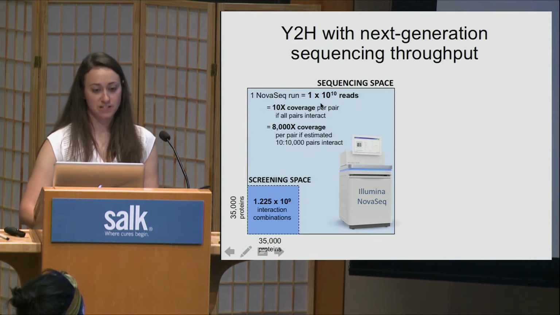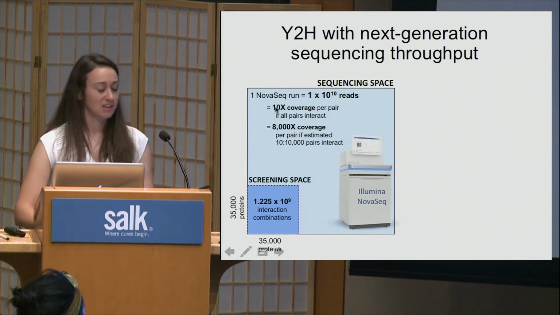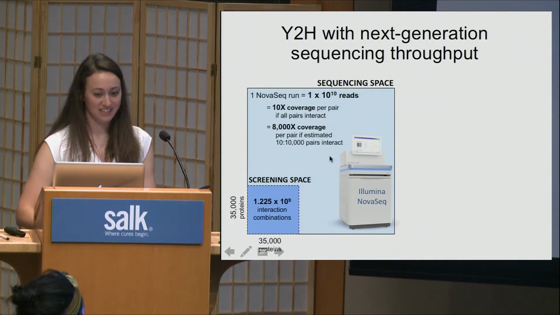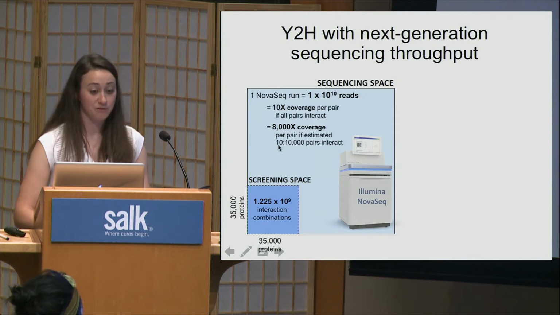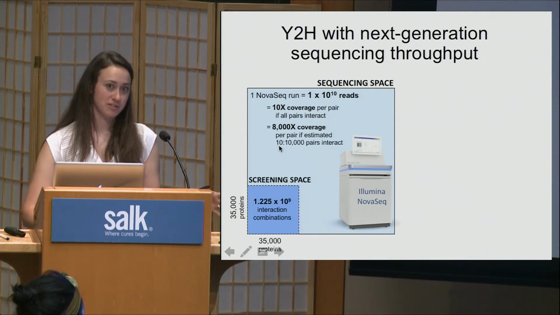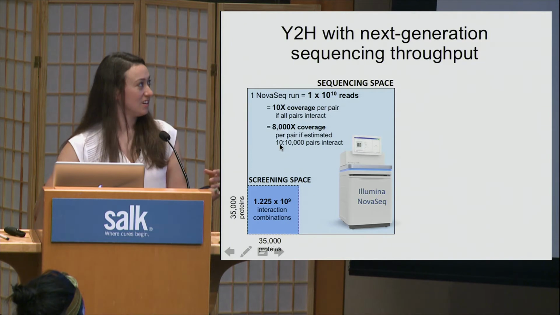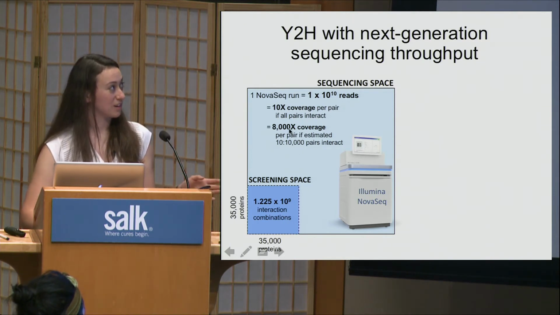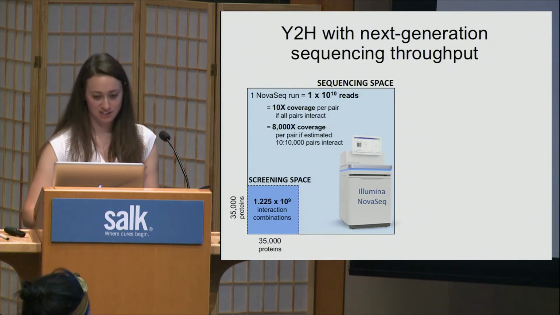in one NovaSeq run, we could get at least 10x coverage per pair if we use next-gen sequencing as a detection method. In reality, it's estimated that about 10 proteins in 10,000 pairs interact. So you could really get about 8,000x coverage.